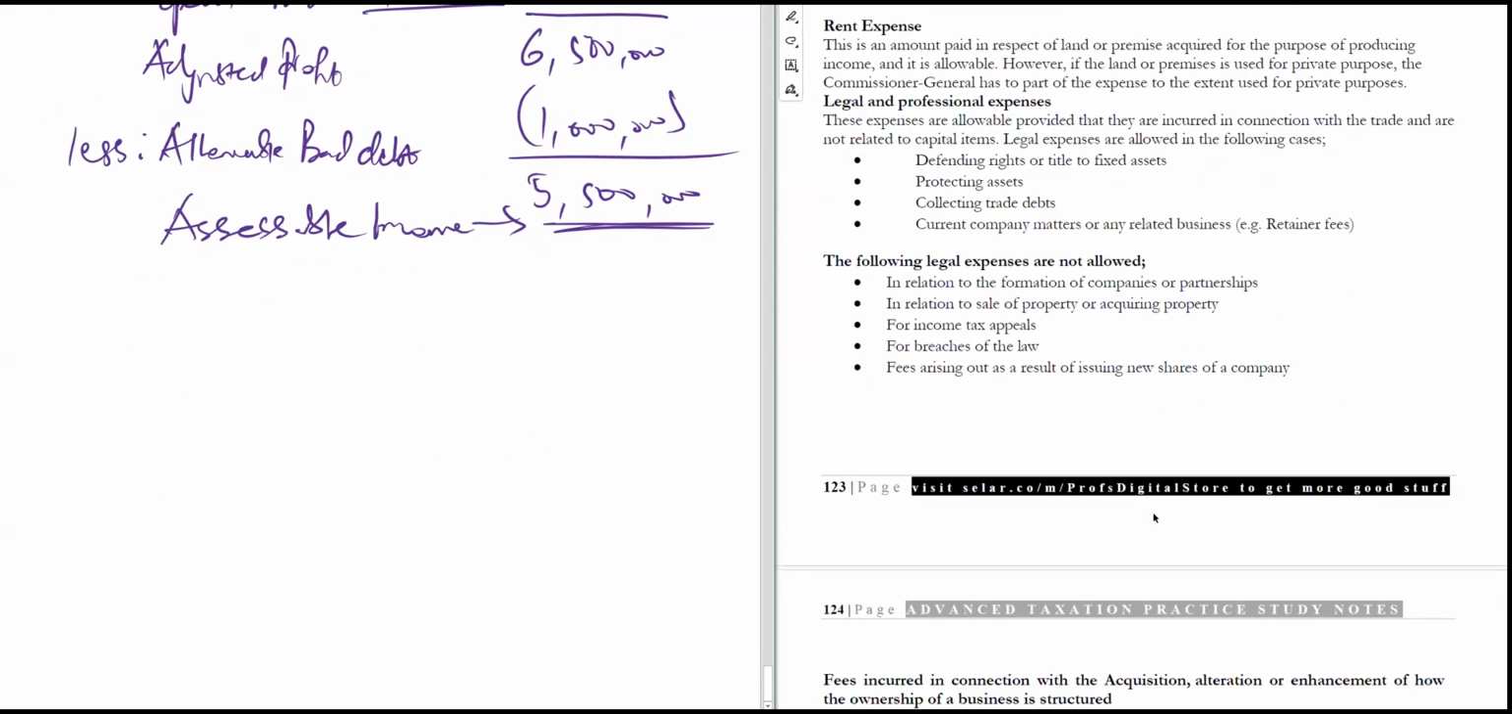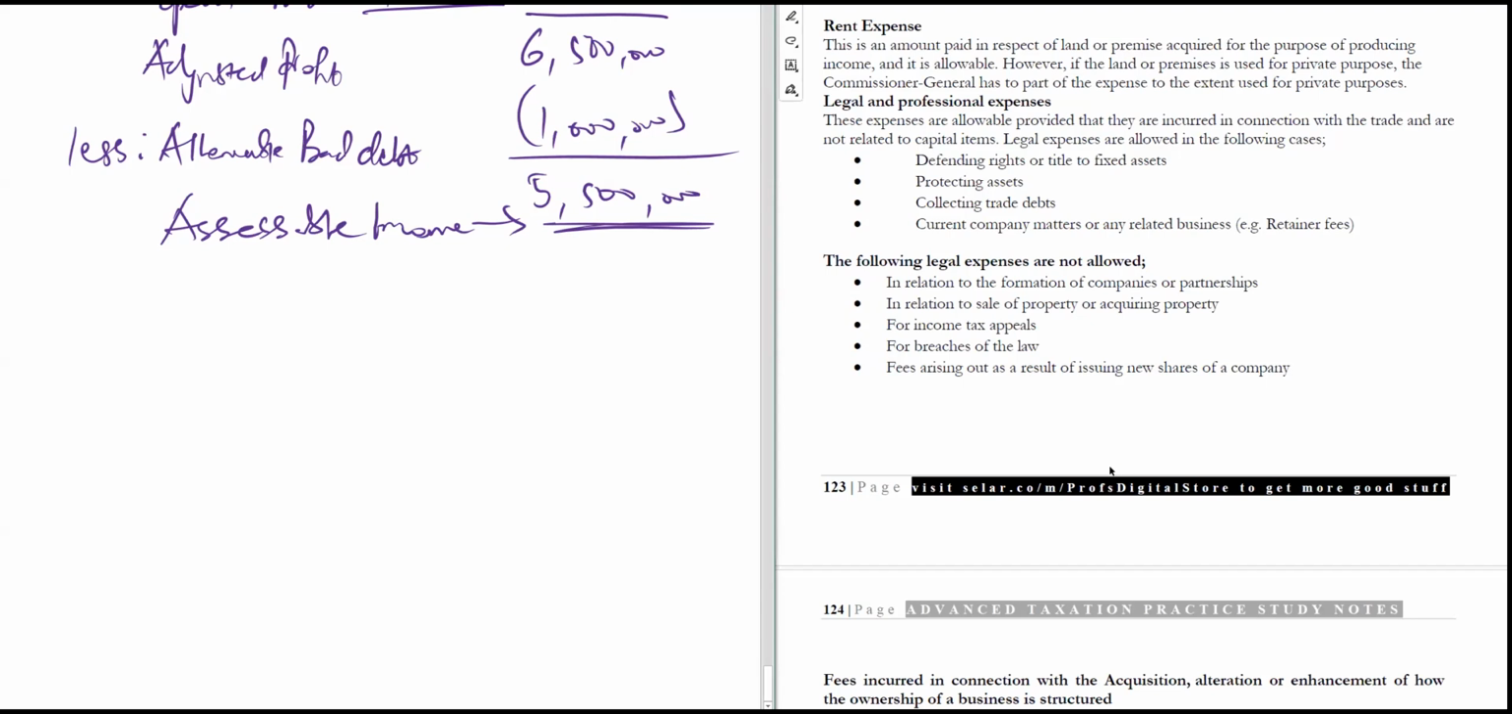Okay. Now, when it comes to rent, we know that rent is an amount paid in respect of land or premises that are acquired for the purpose of producing your income, and it is allowable, provided that all the rent is wholly, exclusively, and necessarily incurred. So if you are using part of that place for your private residence, then you have to apportion. That's why in most questions they say 20% of the house is for business and 80% is for your private residence. So that 20% is what we need, right? You apportion.